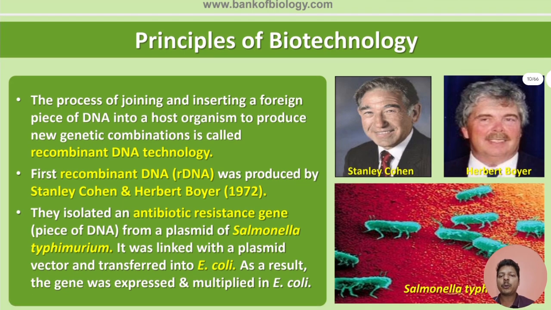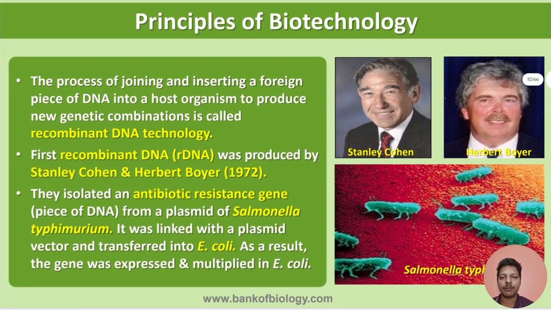Then the process of joining and inserting a foreign piece of DNA into a host organism to produce new genetic combinations is called recombinant DNA technology. The first recombinant DNA was produced by Stanley Cohen and Herbert Boyer in 1972. They isolated an antibiotic resistance gene, that is a piece of DNA, from a plasmid of Salmonella typhimurium. It was linked to the plasmid vector and transferred into E. coli. As a result, the gene was expressed and multiplied in the E. coli. Here you can see the diagrams.